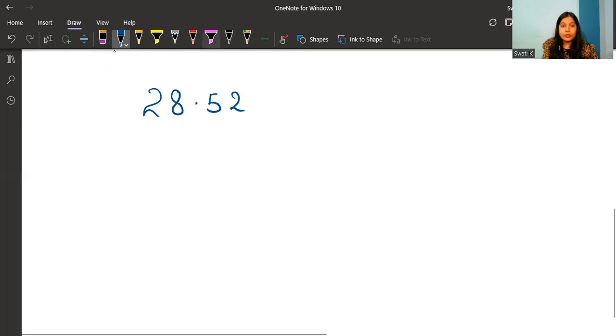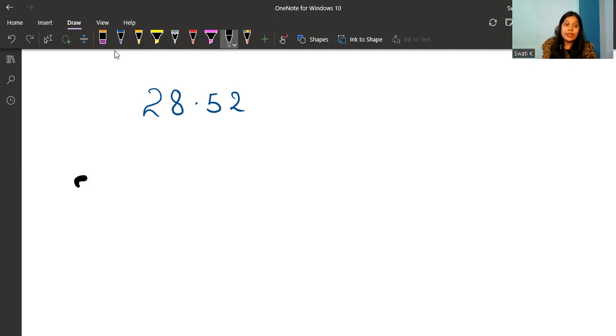First of all, you should know how to read a decimal number. So this is 28.52. We don't read this as twenty-eight point fifty-two, because that is wrong. After the decimal, we read the digits individually. This is a very basic thing: how to read a decimal number.